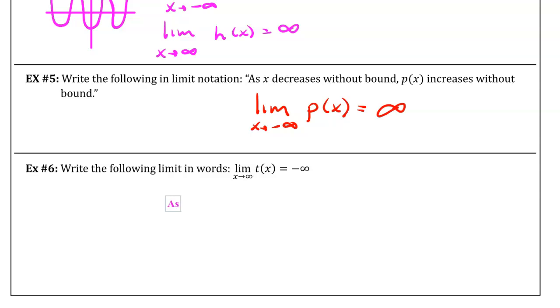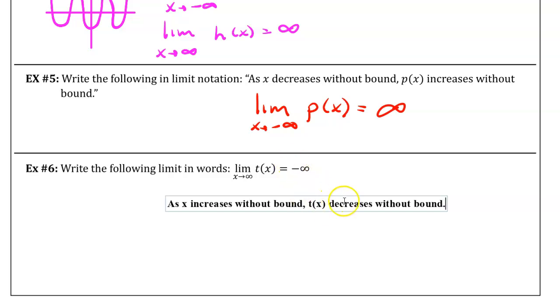So let's go to black. Okay. So we can say as x increases without bound, t of x in this problem decreases, because this is negative infinity, decreases without bound. Perfect. All right, and that's it for this lesson.